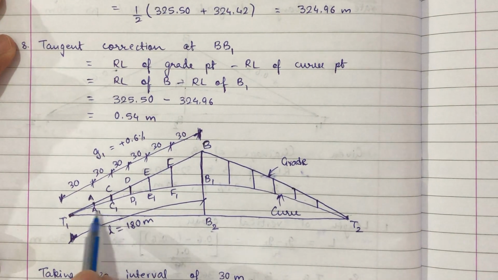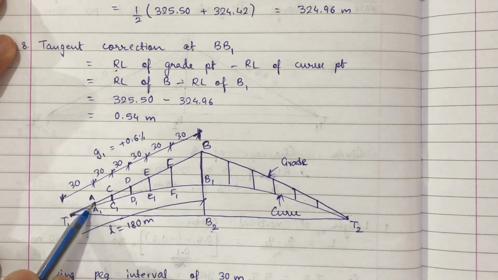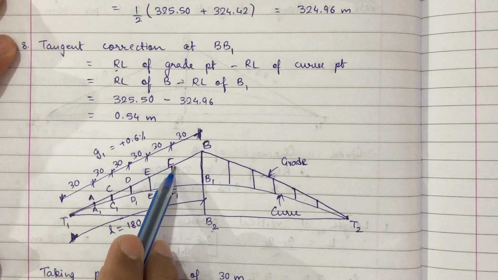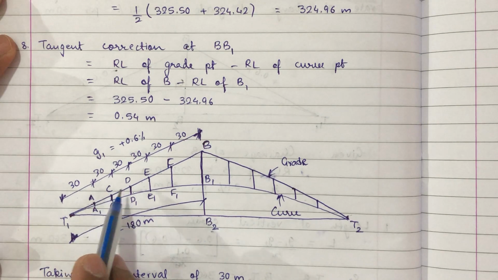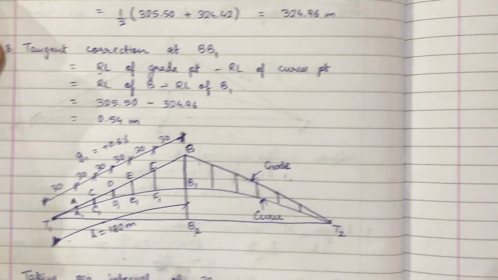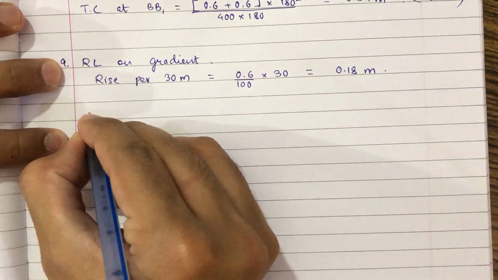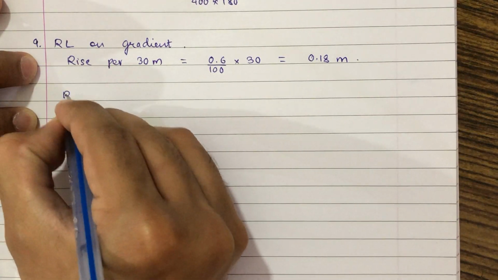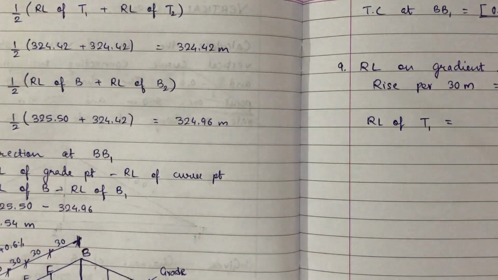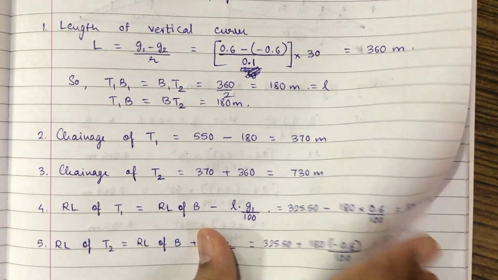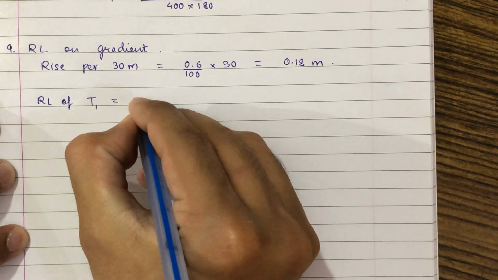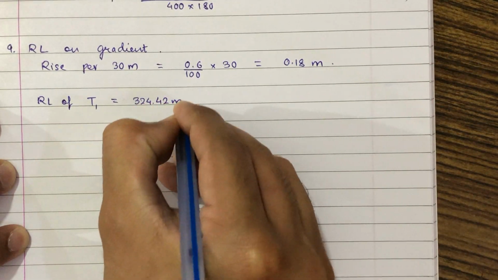Fine. So now if we want to find the RL at this point A, C, D, E, F, B, these points are on the gradients. So we need to find these A, C, D, E, F, B elevations, that is RL. So we know RL of T1 is already provided to us. We have already found this value. RL of T1 is 324.42 meter.